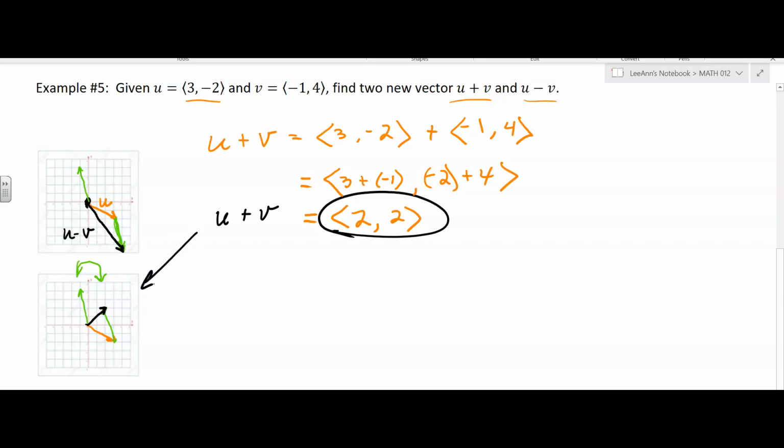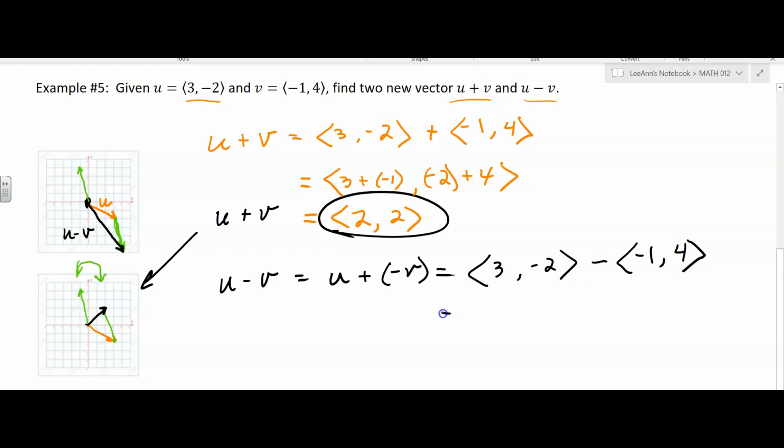Now we already did the picture, but we'll do U minus V, or U plus the opposite of V. What's that going to look like? Well, U will still be <3, -2>, and then we're going to have the opposite of <-1, 4>. As you might suspect, that's going to look like this. Oh, I forgot to make the pointy bracket. It's going to be the opposite of the x value, so that'll be 1, and the opposite of the 4 for y, which is going to be negative 4.